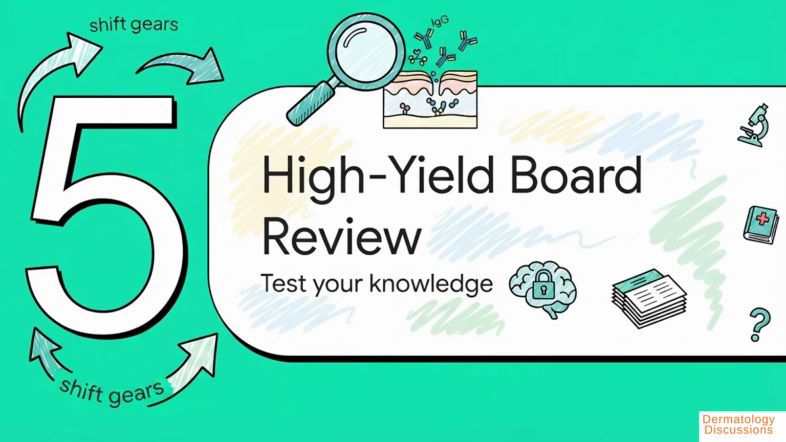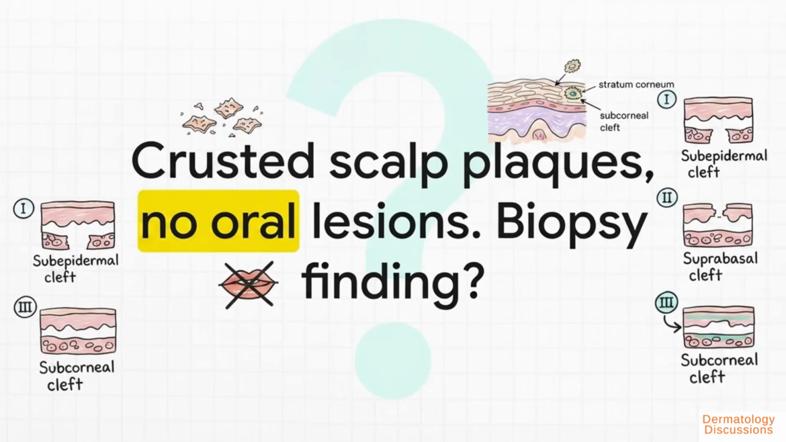All right, time to shift gears. Welcome to Section 5, High-Yield Board Review. Let's do some rapid-fire active recall to permanently lock this knowledge into your brain. Okay, question number 1. A patient presents with crusted scalp plaques and no oral lesions, and they get a biopsy. What finding is most likely? Is it A, a subepidermal cleft, B, a suprabasal cleft, or C, a subcorneal cleft? Take a quick second to lock in your guess.